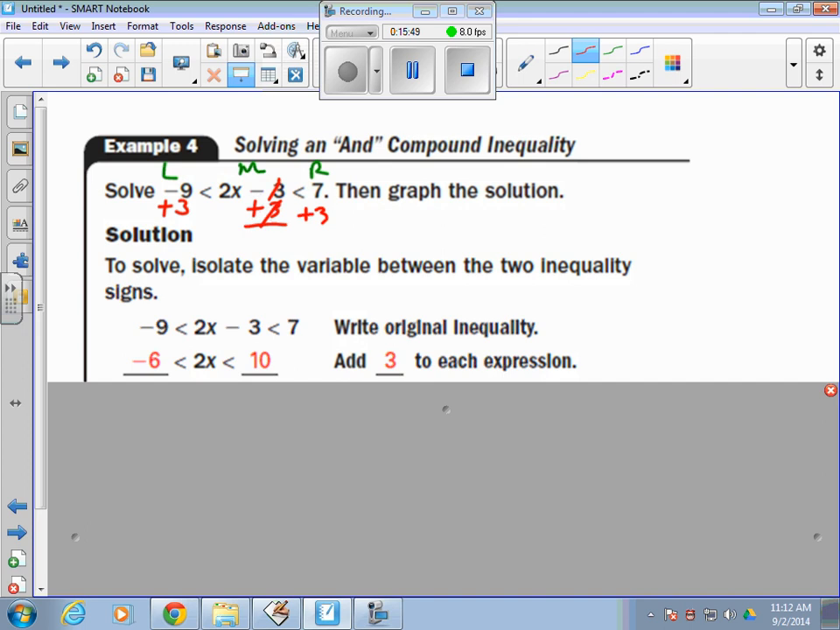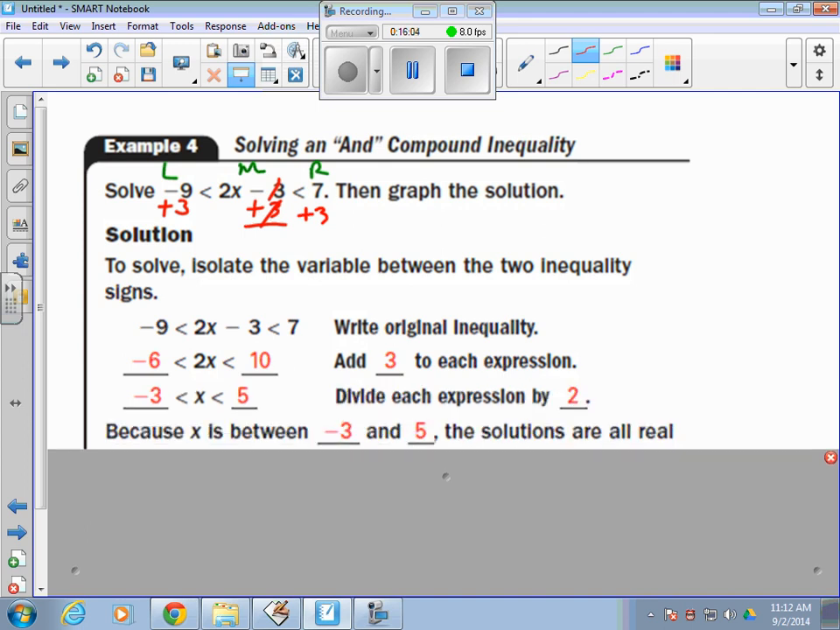Then undo the multiplication, 2 times x. Divide the middle by 2. If you divide the middle by 2, divide the left by 2. Negative 6 divided by 2 is negative 3. And 10 divided by 2 is going to be 5. So divide each side by 2.